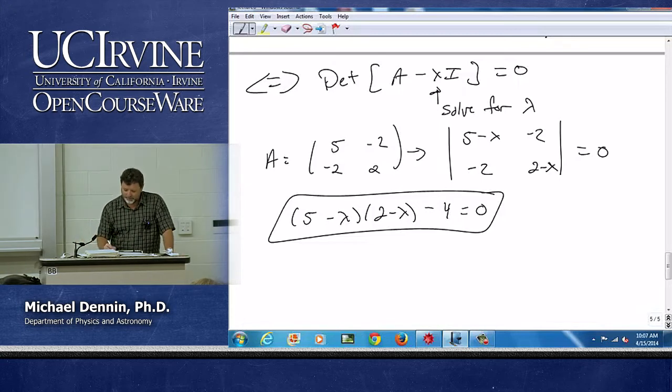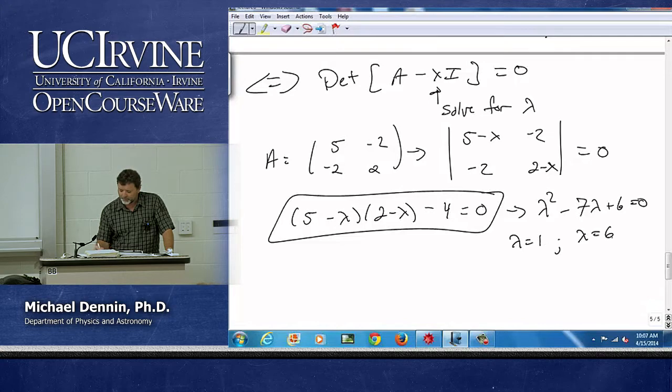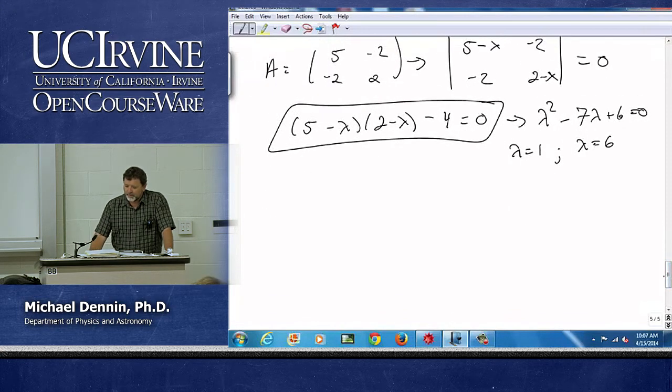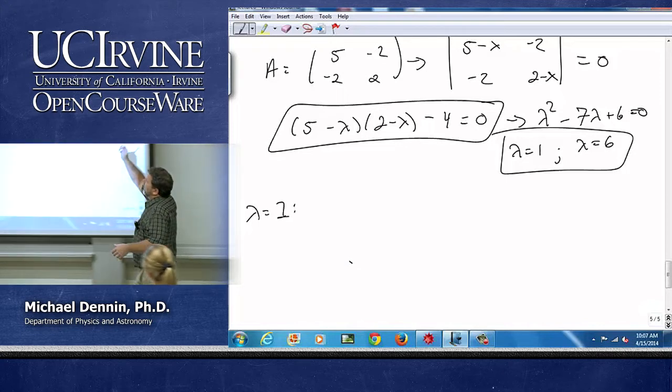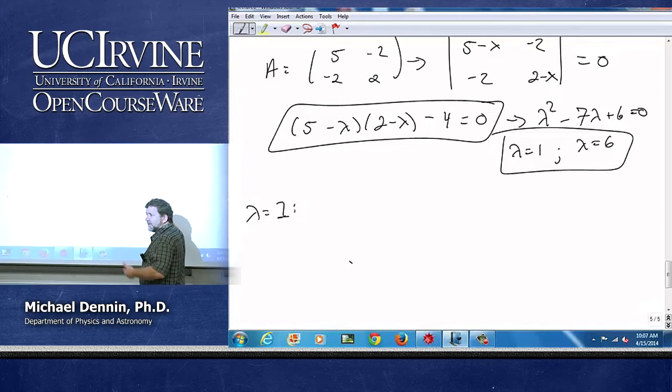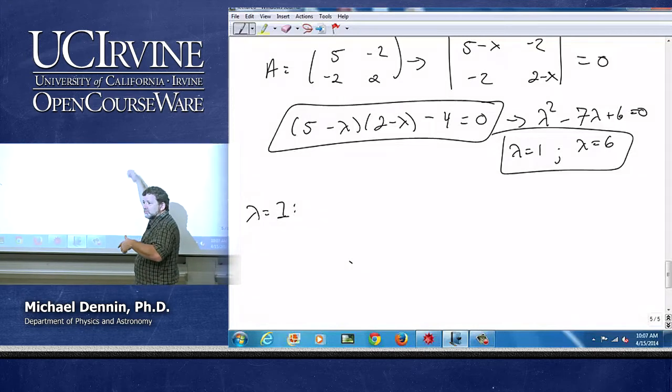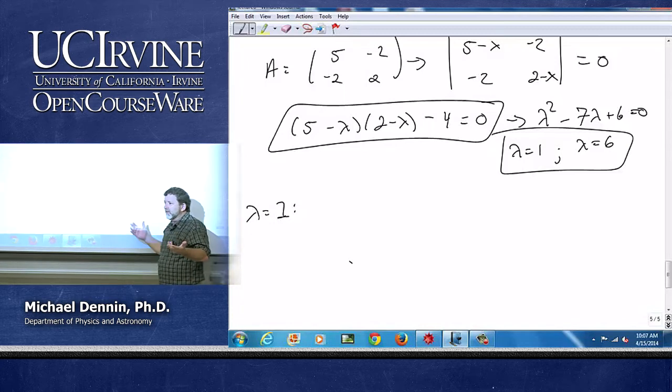Makes sense. If you work it out, I picked a nice one. And so lambda equals 1, and lambda equals 6. Now I have my two eigenvalues. And it's an n by n matrix, so I should get 2 for a 2 by 2. Occasionally they're degenerate. And now I go back, and I take each one. There are really two ways to do this. Some people like to plug into the (A minus lambda I) x equals 0. Some people like to plug into the A x equals lambda x. That's a personal preference. They're the same equation.